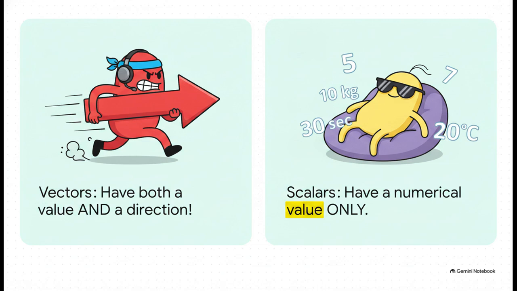One final power-up before the boss fight: knowing the difference between scalar and vector quantities. This is absolutely crucial. Scalar quantities are pretty chill. They only care about the number, the magnitude. That's the whole story. But vectors are demanding.